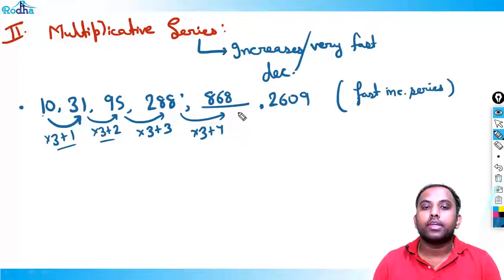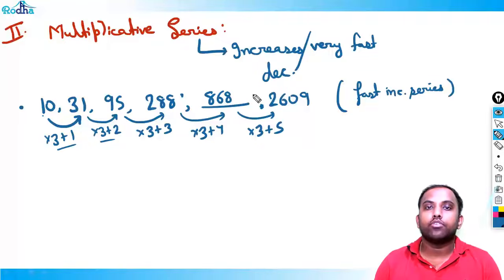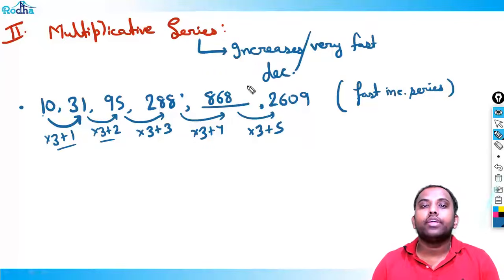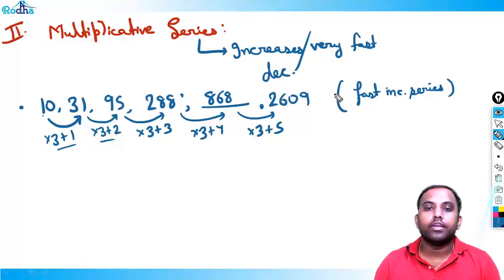Now let's check whether it is correct. Into 3 plus 5. So 868 into 3. Again break the number: 850 into 3 is 2550. The rest, 18 into 3, is 54. 2550 plus 54 is 2604, plus 5 is 2609. It's fine, right? This is the answer. Correct.